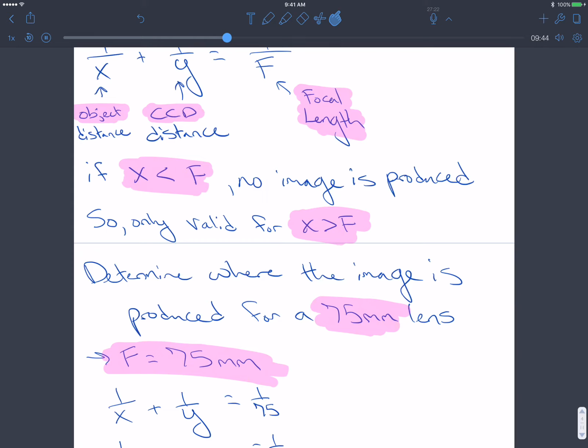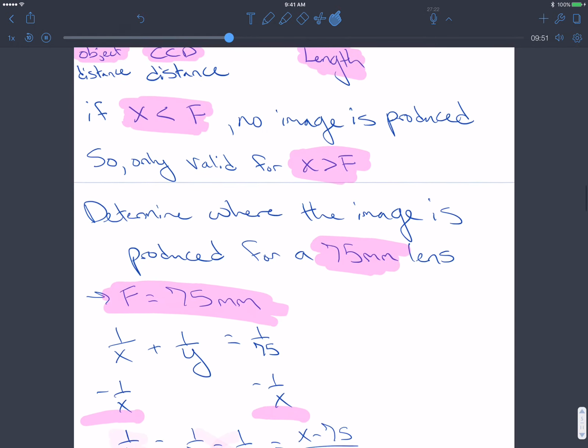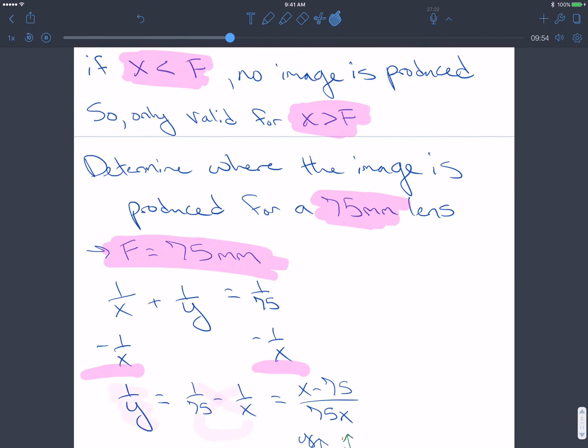So I have 1 over x plus 1 over y is equal to 1 over 75, and then I need to solve for y. So I'm going to subtract that 1 over x from both sides. And then I have a reciprocal. I have 1 over y is equal to 1 over 75 minus 1 over x, and I can combine those with a common denominator, x minus 75 over 75x, to get x minus 75 over 75x.